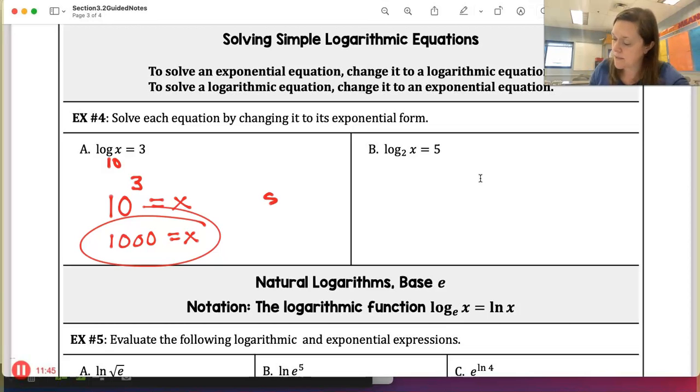I make it fancy and put it in set notation. That makes me feel cool when I put it in set notation.